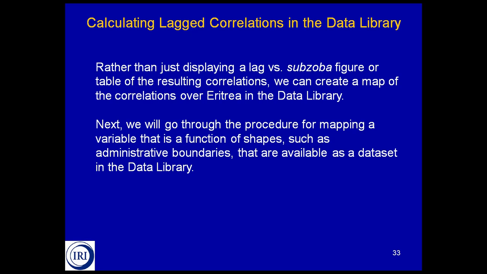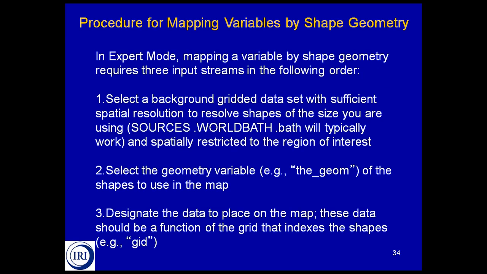So rather than just displaying a lag versus subzoba figure or a table of the resulting correlations, we can create a map of the correlations over Eritrea in the data library as well. So next we'll go through the procedure for mapping a variable that is a function of shapes, such as administrative boundaries that are available as a data set in the data library. So here's the general procedure for mapping variables by shape geometry in the data library.